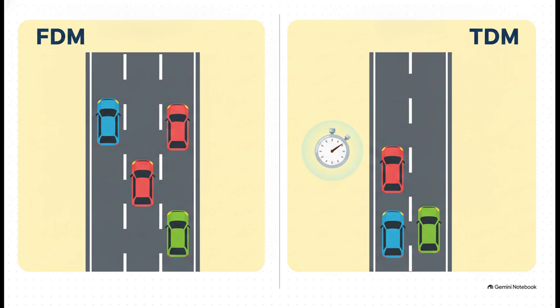If you get a question on your exam asking to compare them, and you probably will, remember this core difference. FDM divides the physical space of the channel into separate frequency lanes. It's kind of like painting multiple lanes on a highway so cars can drive side by side. TDM, on the other hand, uses the whole highway, but only lets one car on it at a time, just in blindingly fast alternating turns. Simply put, FDM relies on frequency separation, while TDM relies on time synchronization.